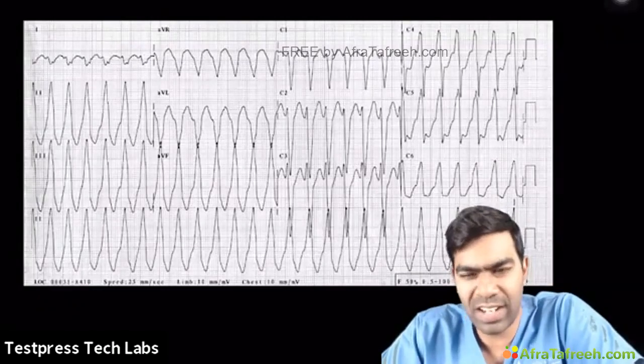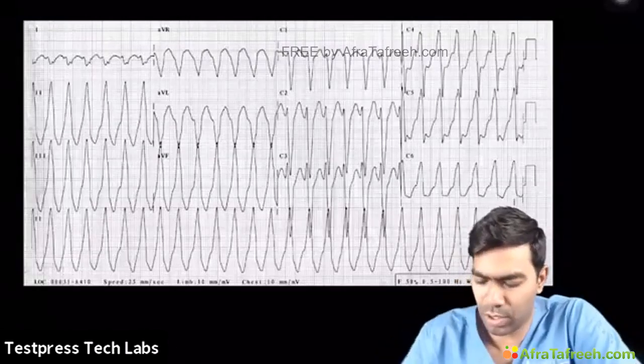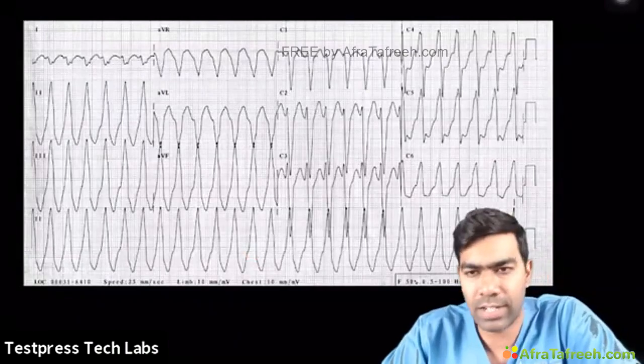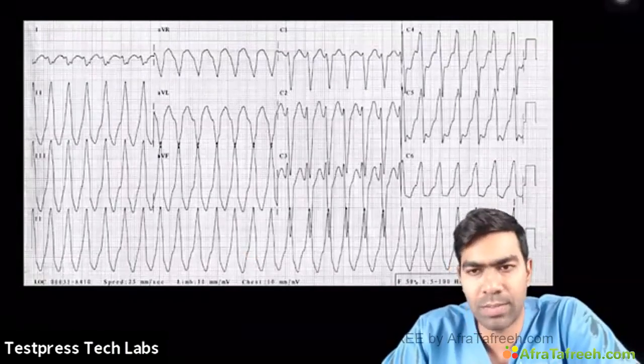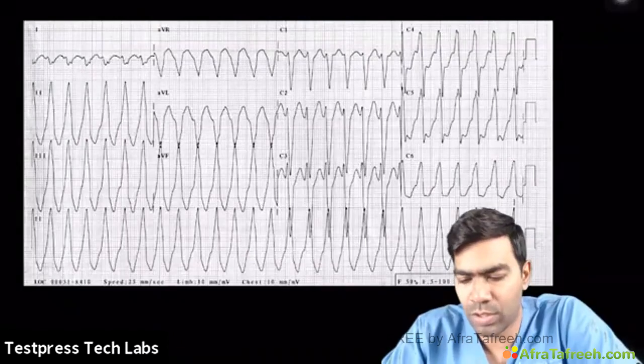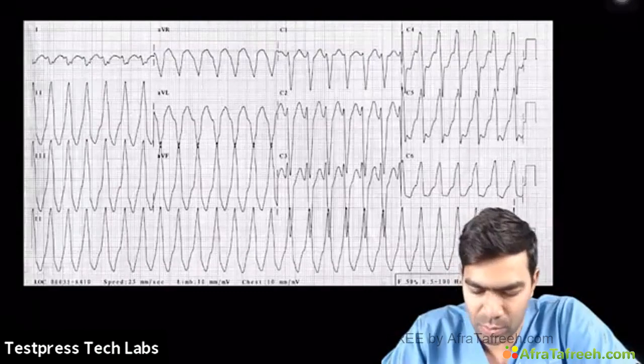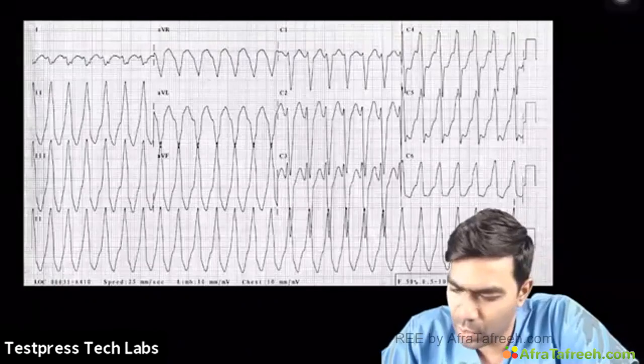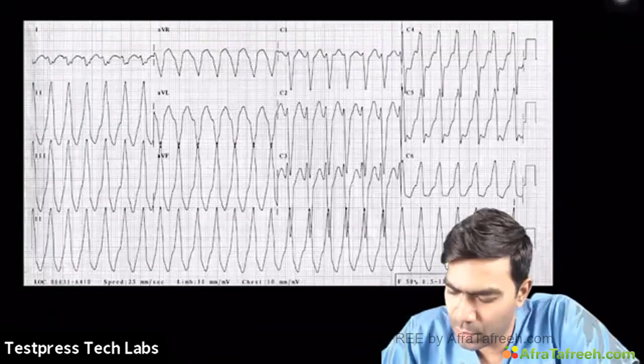No. So it's definitely VT only, man. So why is it a VT? Because your complex size itself is very big. Such a wide complex tachycardia you will not be getting in SVT with aberrancy. It's more than 160 milliseconds. And of course, if you see the Brugada sign, it will be positive. And in certain areas, one area I saw one thing. There is a notching in the QRS complex. At the nadir of the QRS complex, there was a definite notching.